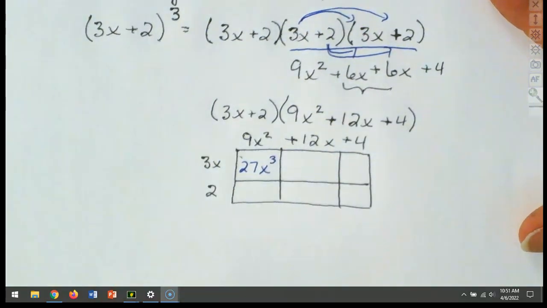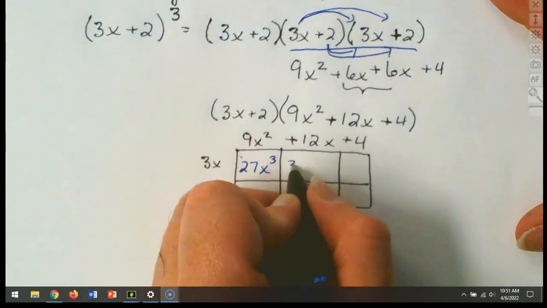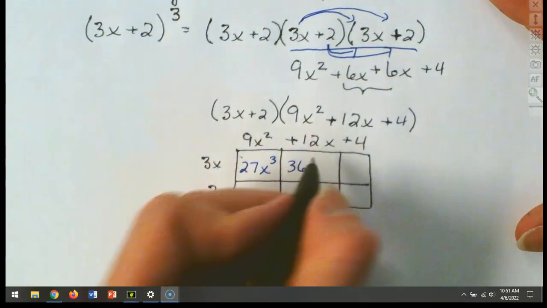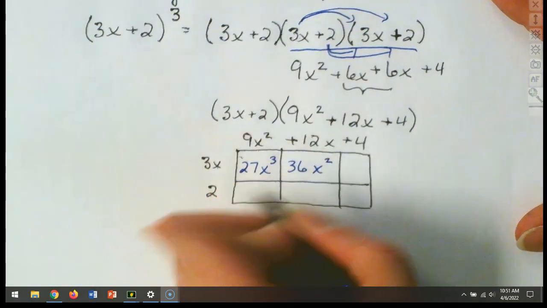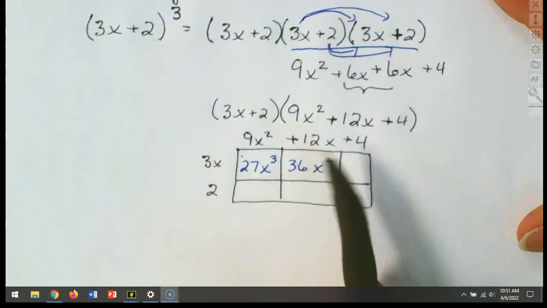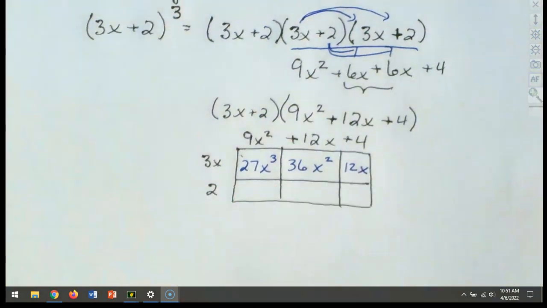Next we've got 3 times 12, and 3 times 12 working across is a 36. X and x makes it an x squared. And we've got 3x times 4. Well, 3 times 4 makes it 12. And the x is there.